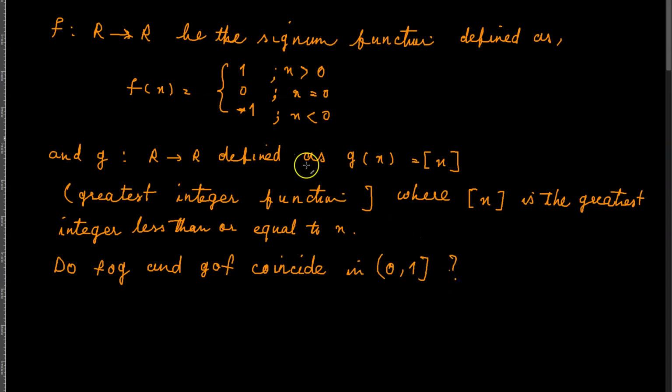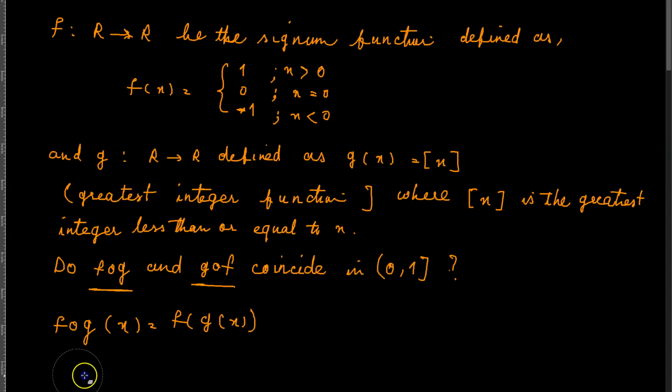Okay, so to solve this problem, of course you know that FOG and GOF are, for example, when you say FOG of x is equal to f of g of x, and GOF of x is equal to g of f of x, right?